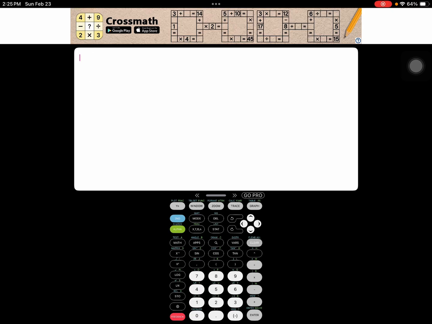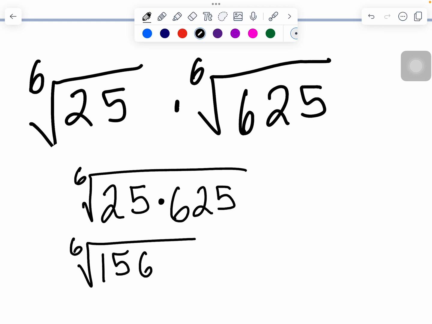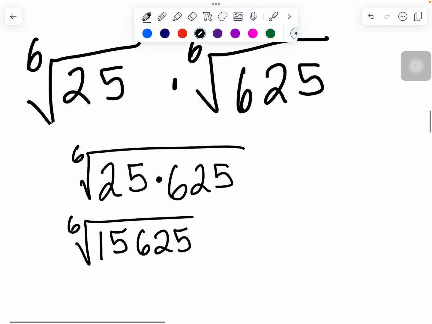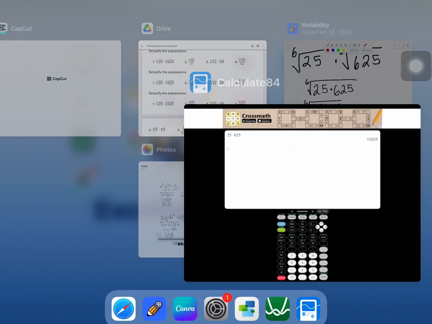So we have 25 times 625. That gives me 15,625. That is a big old number. So we have this sixth root of 15,625. From here, we could do one of two things. We can try and shove it in a calculator and pray we get a nice number. If we don't get a nice number, we can break this down like we've been talking about and pull numbers out from there. But let's hopefully get a nice number.